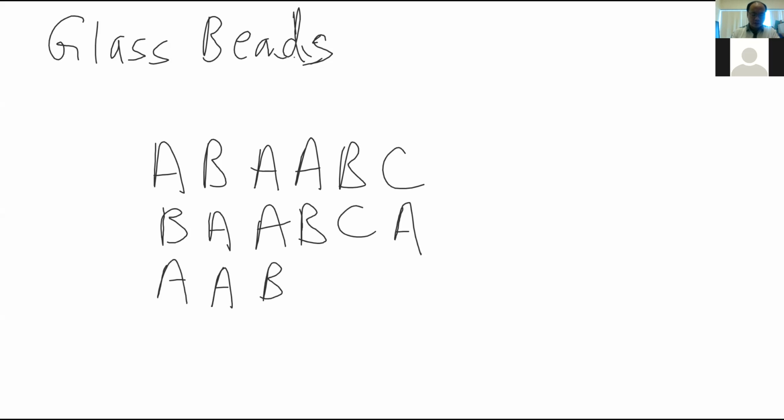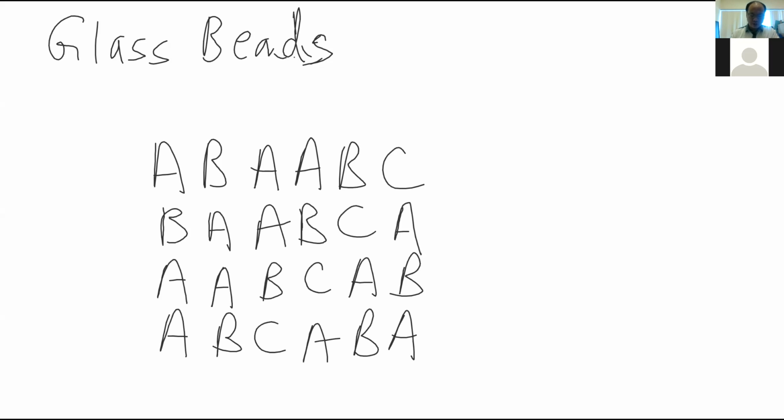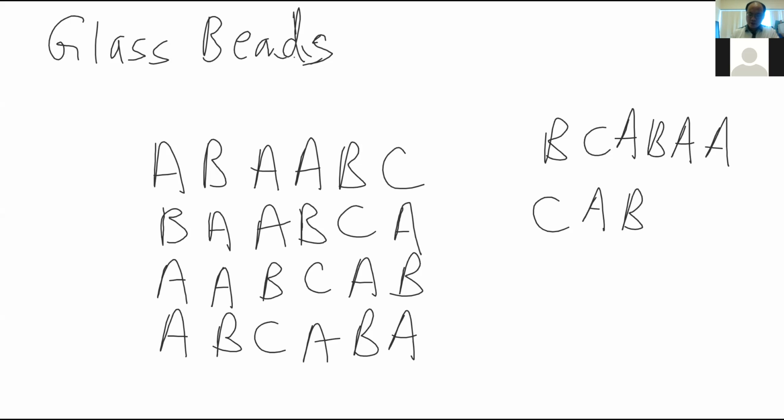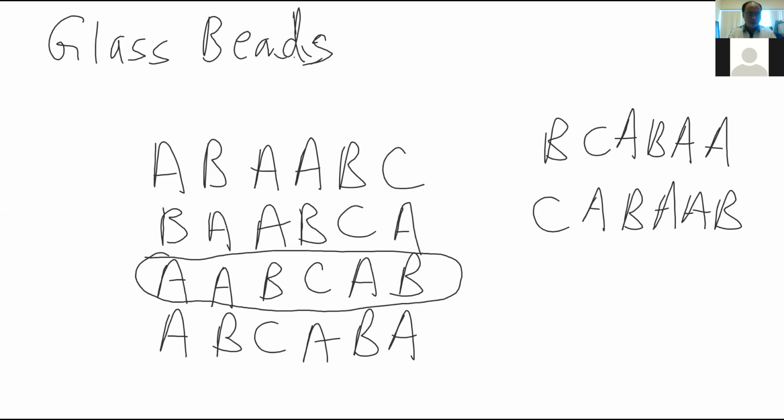A, B, C, A, B, and again. And there are two more rotations, so B, C, A, B, A, C, A, B, A, B. Okay, so if you have a string of n characters, you will generally have n different rotations. And the problem basically asks, give me the one that is lexicographically smallest. So in this example, this one is the lexicographically smallest.